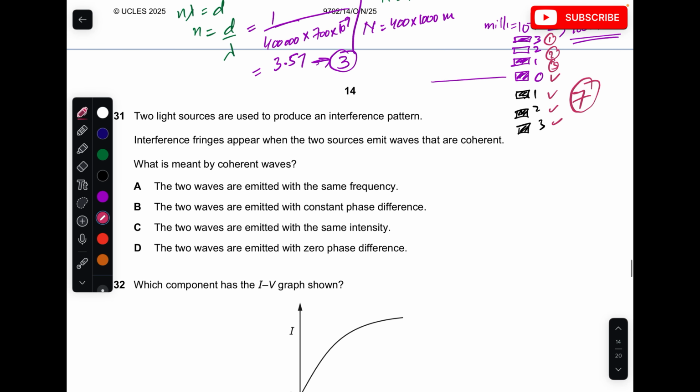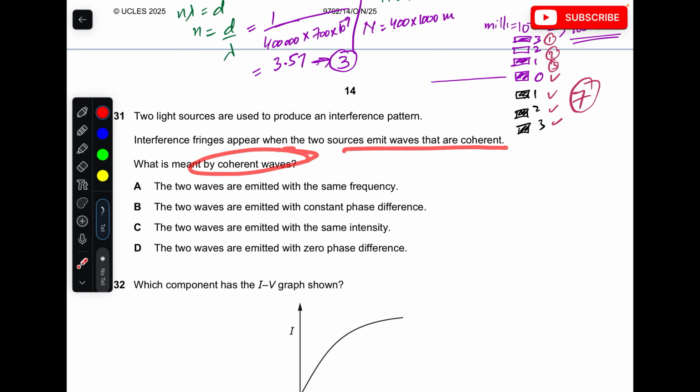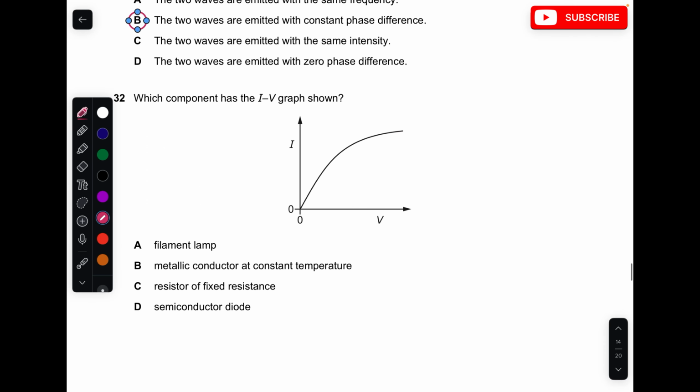Question 31. Two light sources are used to produce an interference pattern. Interference fringes appear when the two sources emit waves that are coherent. What is meant by coherent? Coherent basically means the two waves should have a constant phase difference. They are called coherent. Which component has the IV graph shown? This is for the filament lamp, simply.